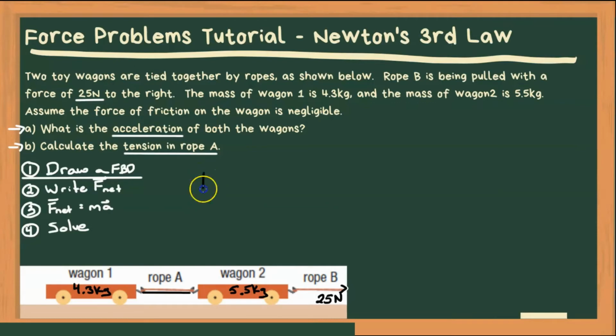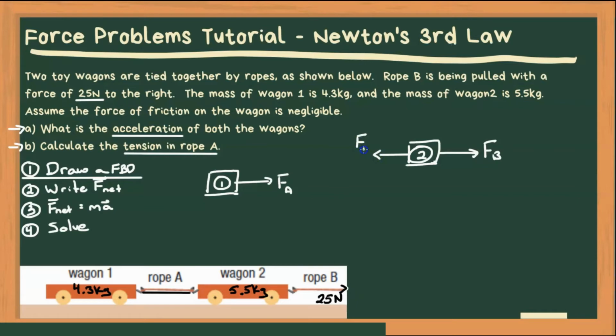Why does it make solving the problem easier? Well, let's look at these free body diagrams. For wagon 1, the only force acting on wagon 1 is that force from rope A, force of tension in A. Now if we chose wagon 2, we have two forces acting on this one. We have the force from rope B and the force from rope A. So we can solve for the force in A from either free body diagram, but you can see it's a lot easier to work with the one that doesn't have other forces acting on it. So let's work with that first one right here.